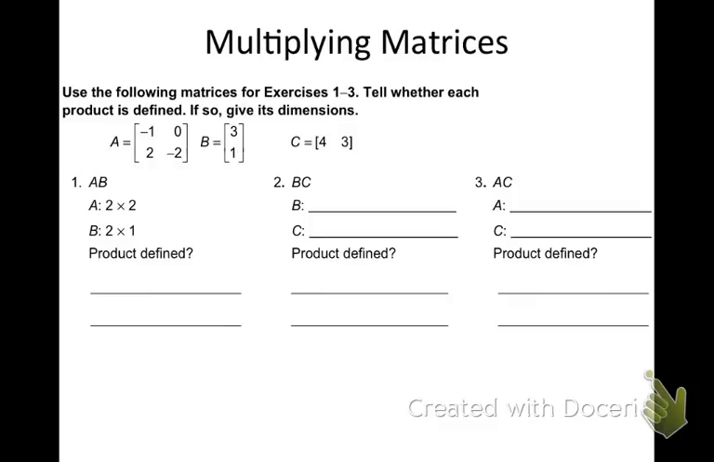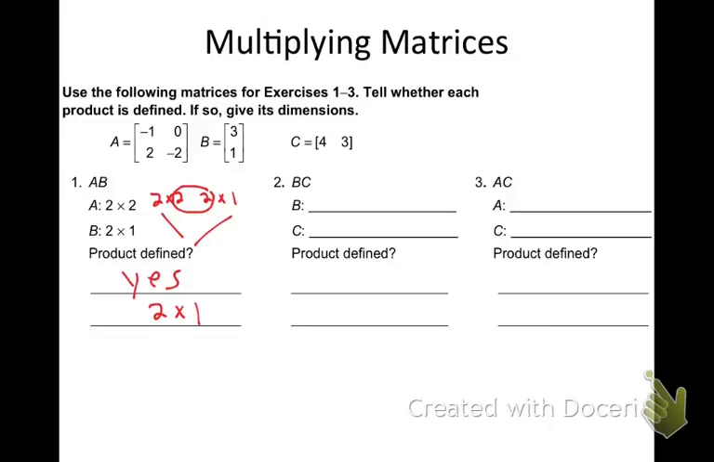So let's do a couple of problems here. Use the following matrices for exercises 1 through 3. Tell whether each product is defined. If so, give its dimensions. So first one, A times B. What are the dimensions of A? 2 by 2. What are the dimensions of B? Are they the same? Can I multiply them? Yeah. And what's my resulting matrix going to be? 2 by 1.